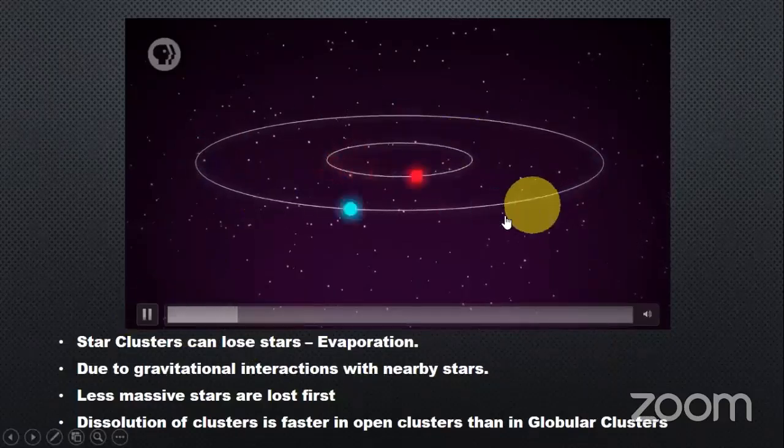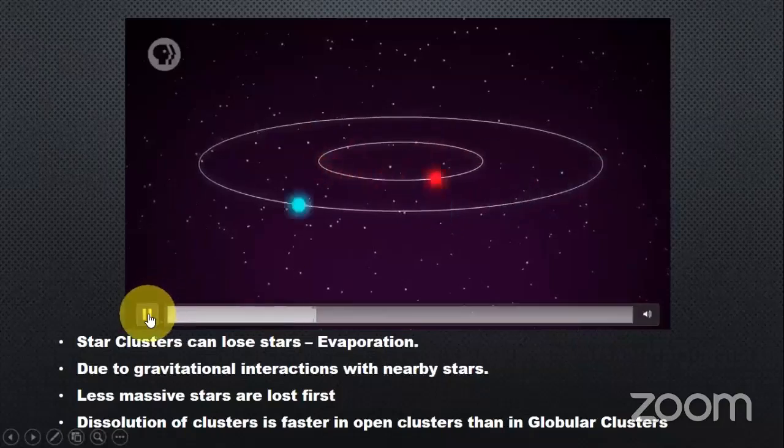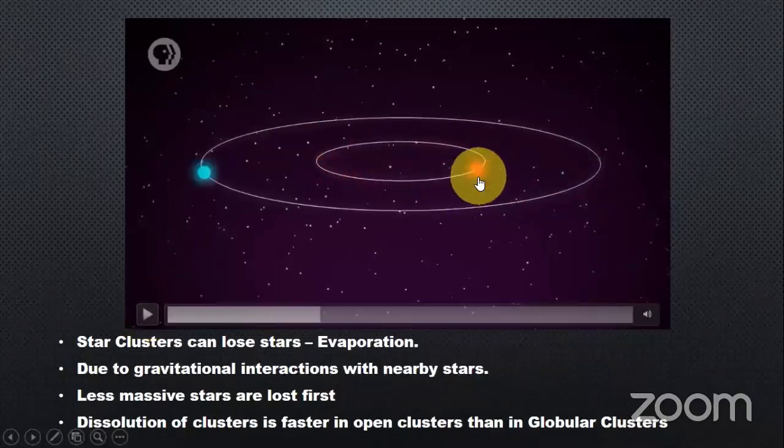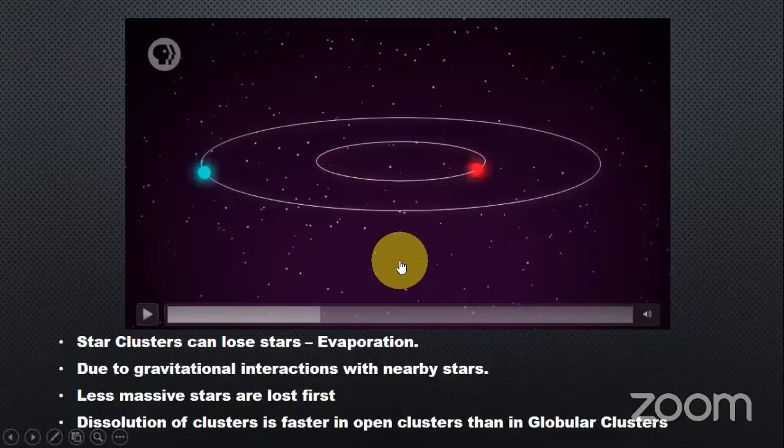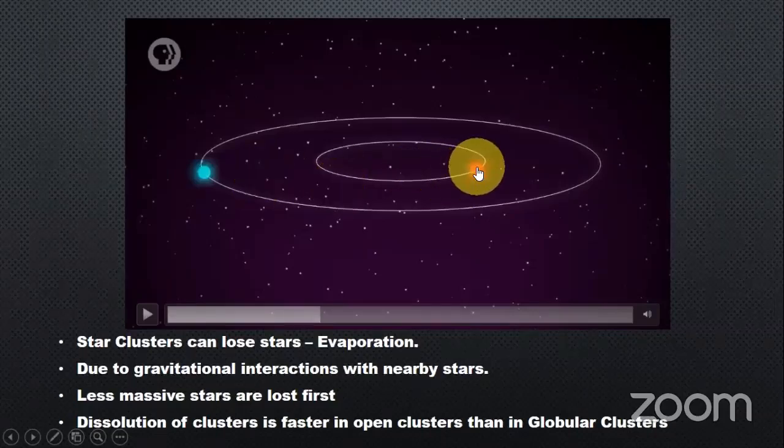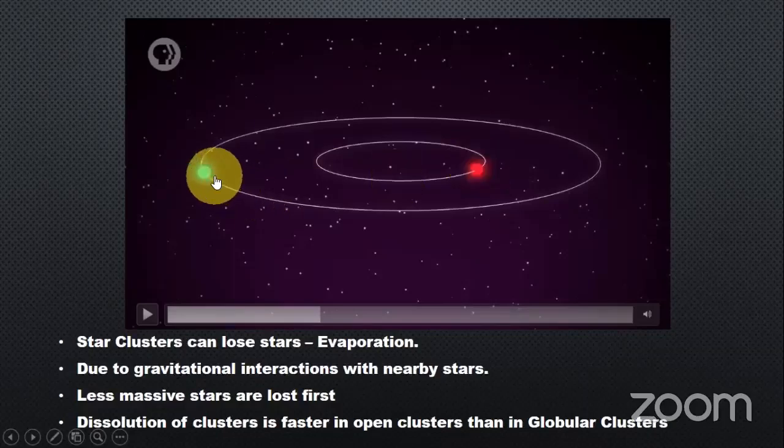The blue one is the more massive star, and the red one is the less massive star. I want to show you how stars are tossed out. Now, this is a star cluster, but we are using two stars to simplify the model. So here you have a red star, which is less massive, and here is a blue star, which is more massive. Okay, from what I've told you before, the center of mass will be closer to the blue star.